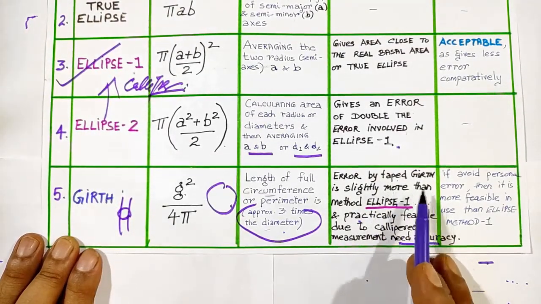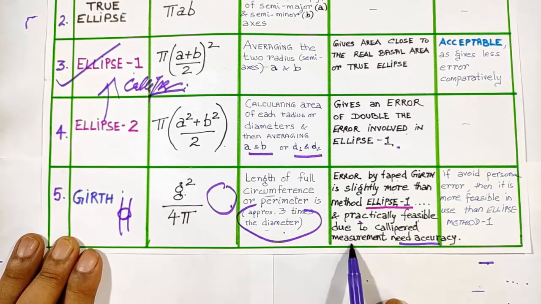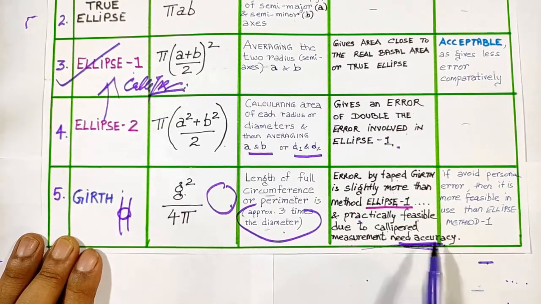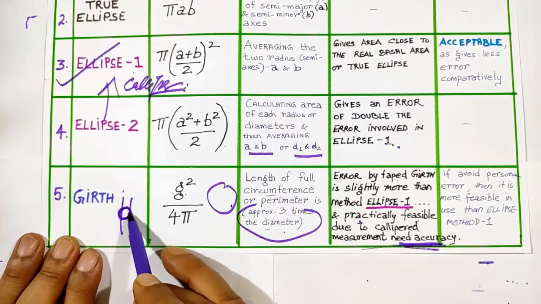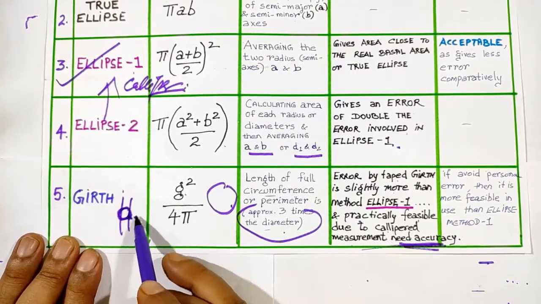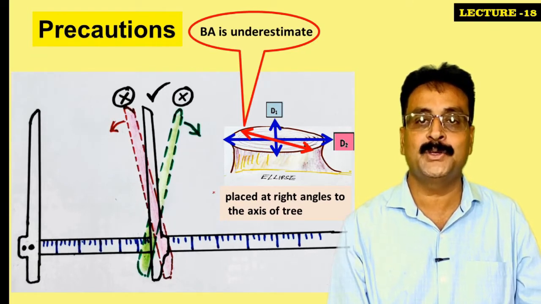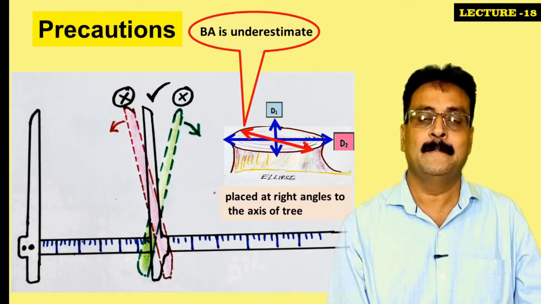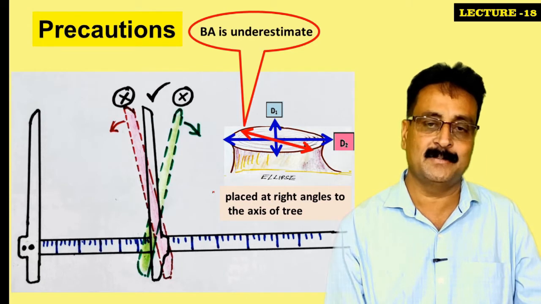So error by tape girth is slightly more than ellipse 1 and it is practically feasible, because caliper measurement needs accuracy. Here we have to just make it perpendicular, not tilt it. So that is what we have to take care of. We have to take some precautions while measuring the diameter for cross-sectional area, because a slight error may cause overestimate or underestimate.